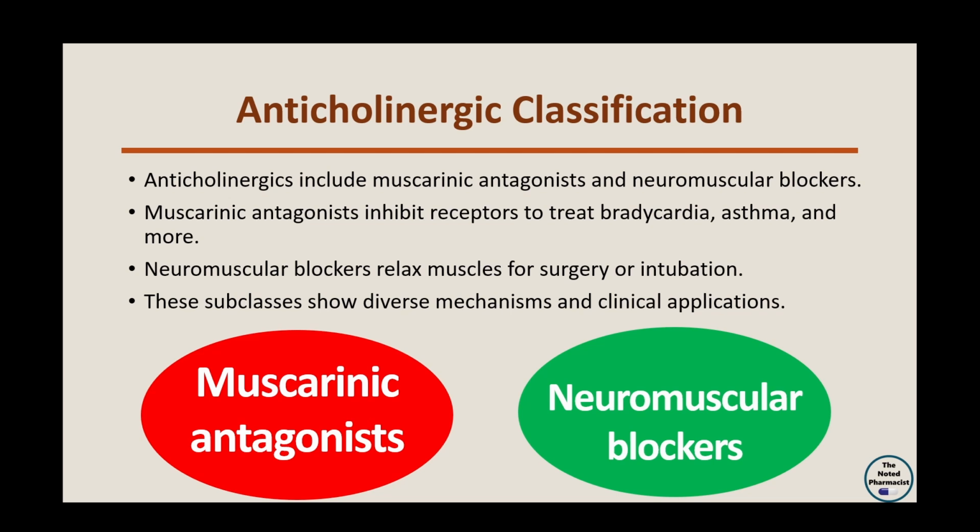Muscarinic antagonists, including atropine, scopolamine, and ipratropium, act by inhibiting muscarinic receptors to treat conditions like bradycardia, motion sickness, and asthma. Neuromuscular blockers, such as atracurium, rocuronium, and vecuronium, work at the neuromuscular junction to produce skeletal muscle relaxation during surgeries or intubation. This classification reflects the diverse mechanisms and clinical applications of anticholinergic agents.